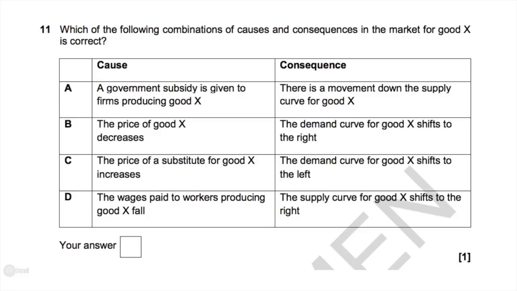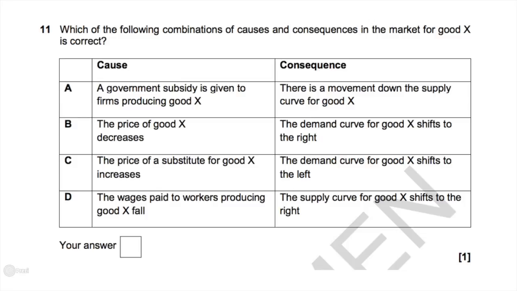B, the price of good X decreases. If the price of good X decreases, and the consequence is asking about the demand curve, then we would see a movement along the demand curve. However, it's saying that the demand curve for X will shift to the right, which is not the case. So therefore, B is also wrong.